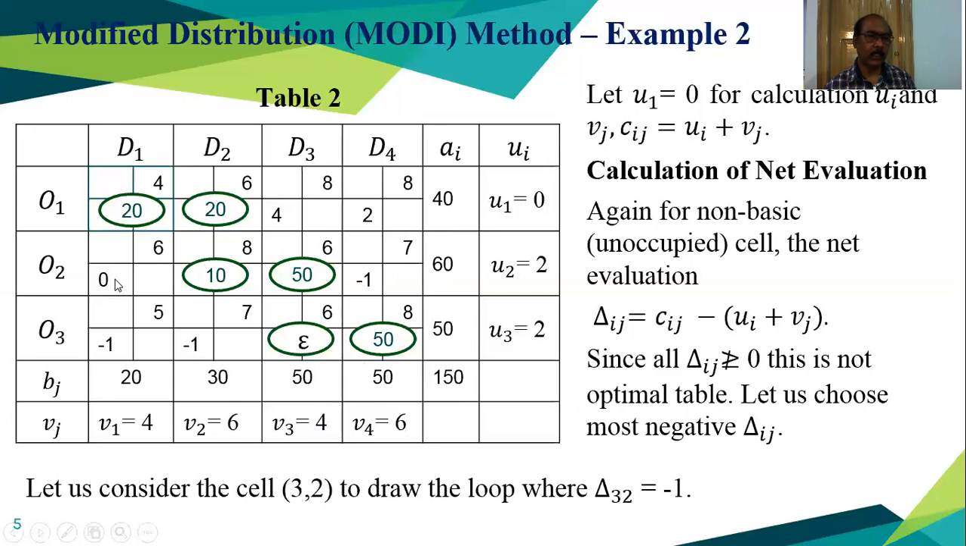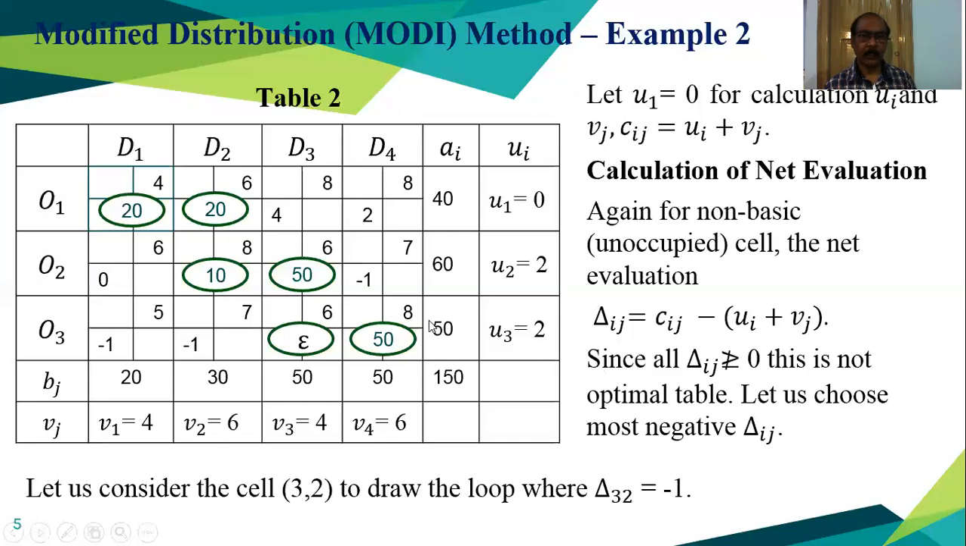Another unoccupied cell is 2, 1. V1 is 4 and U2 is equal to 2. So 4 plus 2 is 6. 6 minus 6 is equal to 0. So here delta ij is 0. And here this delta ij is equal to 7 minus 6 plus 2. That means 7 minus 8 is equal to minus 1. Here V1 equal to 4, U3 is equal to 2. So 4 plus 2 is 6, 6 plus 2 is 8. 7 minus 8 is minus 1.